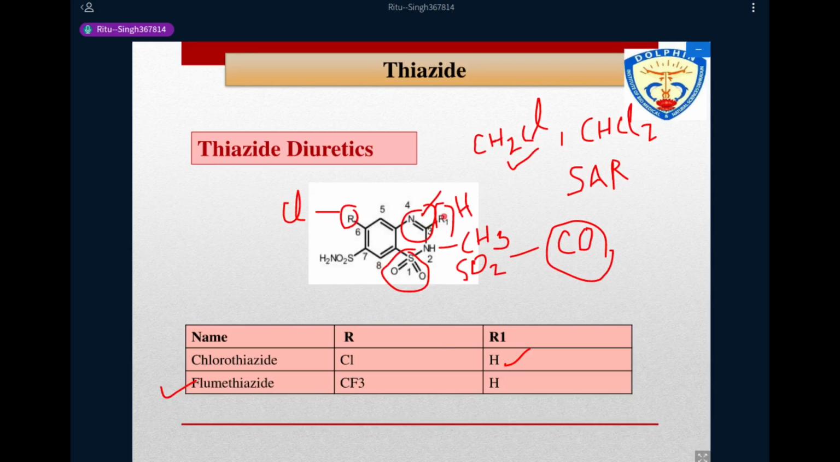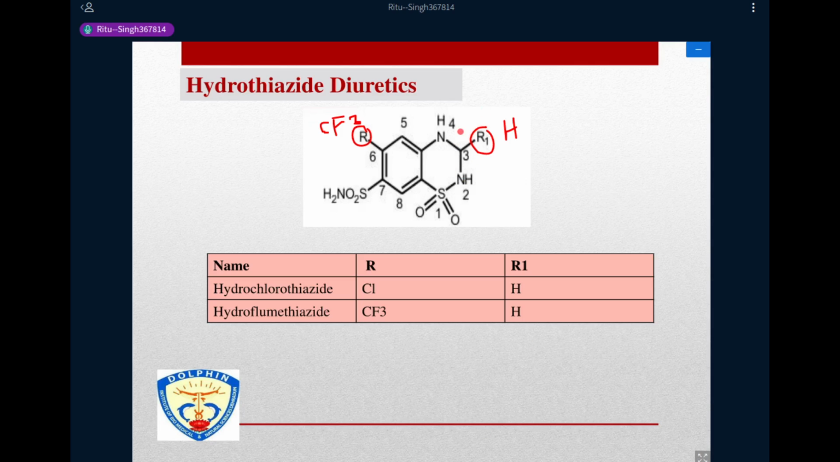Okay, so at this place, the third and fourth position, a double bond exists. The saturation of this double bond increases the activity of the drug. So we can find the hydrothiazide drugs. In the hydrothiazide drug, this double bond is replaced by adding an H atom at the fourth position, because the numbering of the nitrogen is completed. So we add the H atom at the fourth position. Okay, clear?